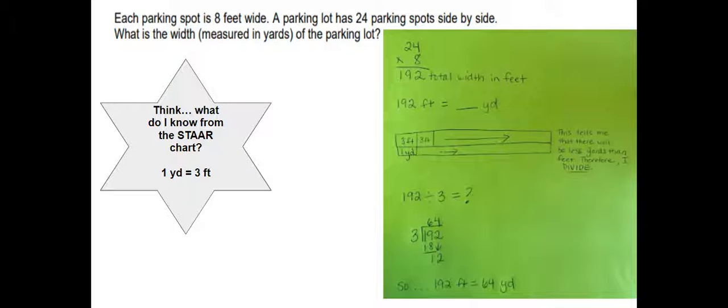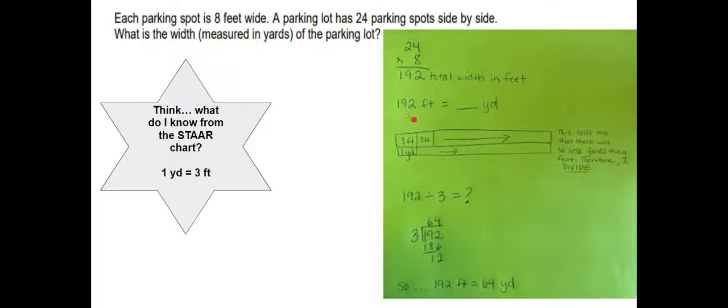Okay, so the first two sentences, each parking spot is 8 feet wide. A parking lot has 24 parking spots side by side. So 24 spots, each one is 8 feet wide. So 24 times 8, that's going to give me 192 for the total width. What's going to help you with this problem solving is labeling your numbers. Right now, I'm talking in feet. A lot of people make the mistake of starting to multiply or solve, and then thinking, oh, that's my answer. But remember, this is asking for the answer in yards, so I'm not done.